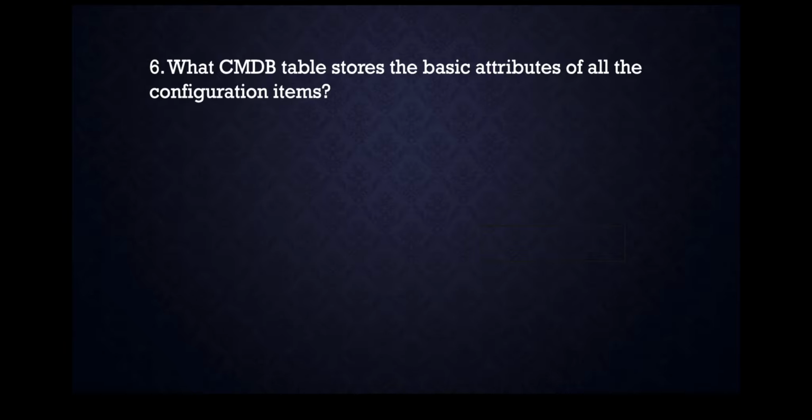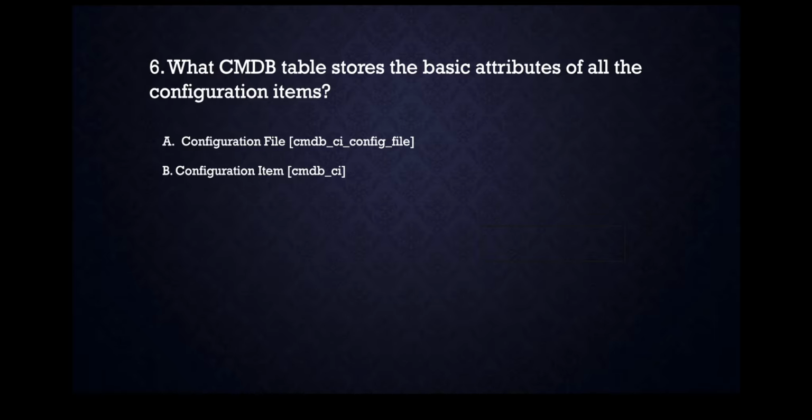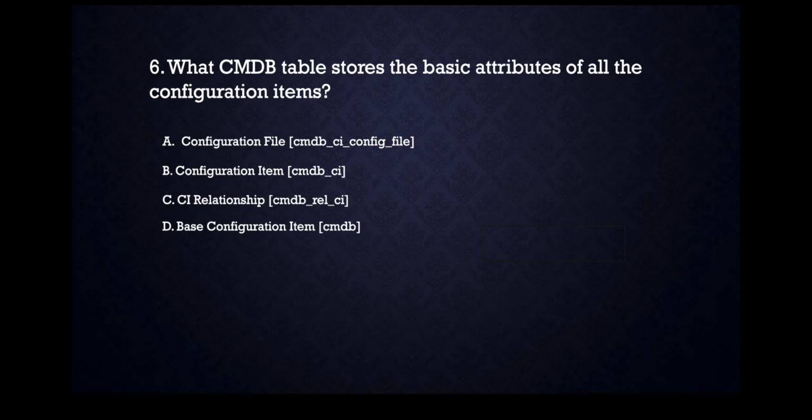What CMDB table stores the basic attributes of all the configuration items? The options are configuration file, configuration item, CI relationship, base configuration item. So the correct answer is configuration item. The configuration item table stores the basic attributes of all the configuration items. Let's go to the next question.